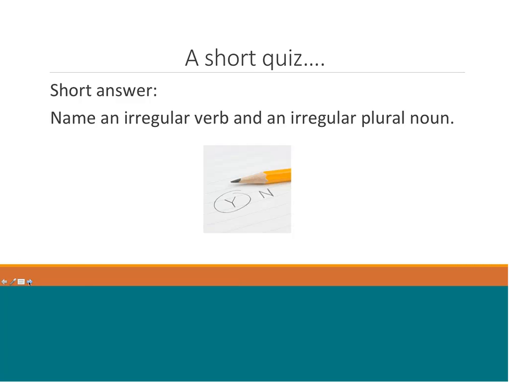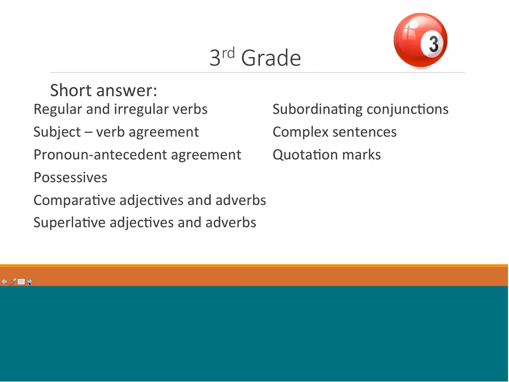All right, we'll go ahead and move on to third grade. Some of the new grammar terms for third grade: abstract nouns, regular and irregular verbs, subject-verb agreement, pronoun antecedent agreement, possessives, comparative adjectives and adverbs, superlative adjectives and adverbs, coordinating conjunctions, subordinating conjunctions, complex sentences, and quotation marks. I see Latanya's knife. There's another irregular noun.